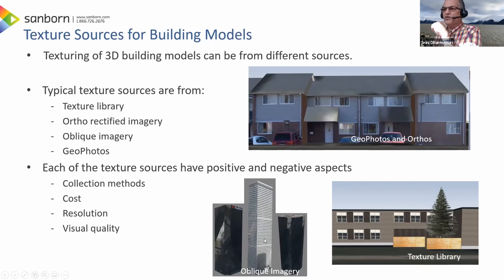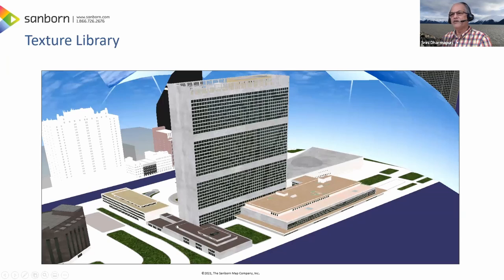And what you are seeing in this photograph is the oblique imagery used to create the texture for the sides of a building. And again, the method that you choose depends on various parameters: the collection methods, cost, resolution, visual quality, etc. But in general, it can be a computer-generated texture library, or it can be from oblique or vertical ortho imagery. This is an example of a texture library created primarily using computer-created textures, and you can use this texture library to add a texture to your building. That's one way of doing things.